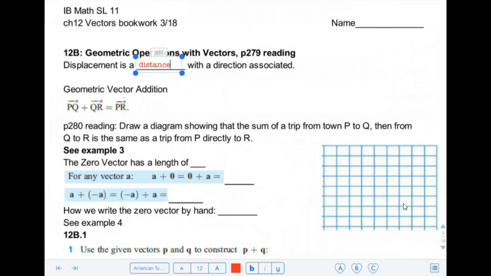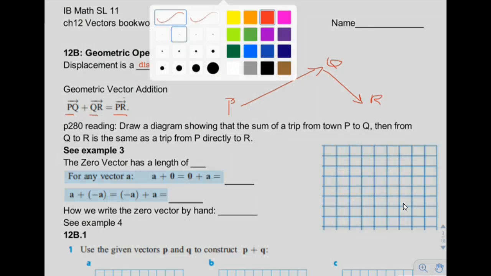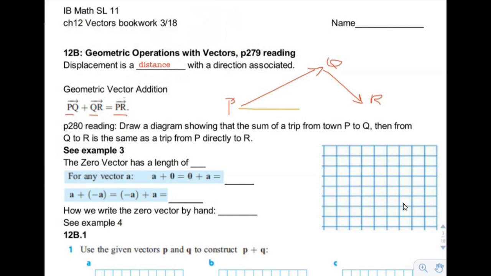Geometric vector addition. Vector PQ plus vector QR equals vector PR. So draw a diagram showing that the sum of a trip from town P to Q, then from Q to R, is the same as a trip from P directly to R. Let's say that you have P here, and Q here, and R here. If you do P to Q and then you do Q to R, that is, in the end, the same as just taking a trip from P directly to R. Okay, so that's all this is saying.